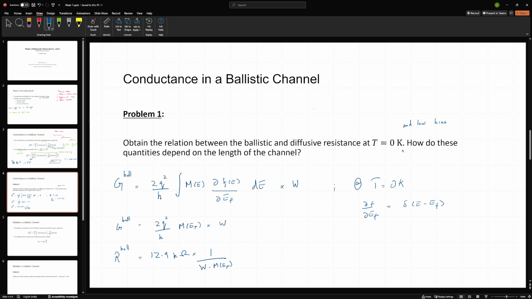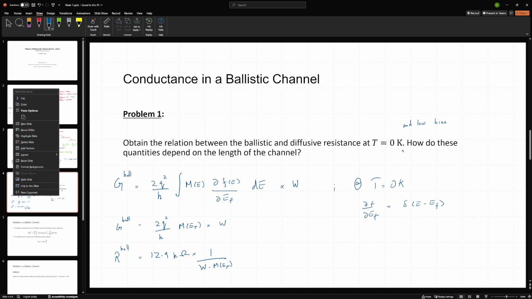So this kind of tells us what's happening here. If there is only one ballistic mode available, then there is going to be a ballistic resistance of 12.9 kilo ohms. And as the number of modes increases, the ballistic resistance decreases. As the width of the channel increases, the ballistic resistance again comes down. Okay, so this is the ballistic resistance.